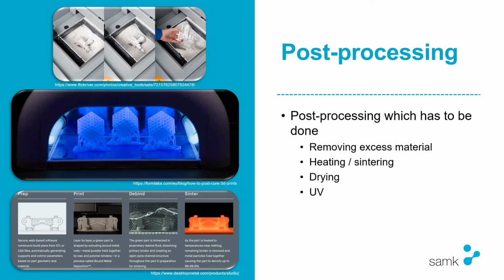And in the last image, there's an image sequence about printing with a Desktop Metal 3D printer, which creates metal parts with extrusion technology. There's the print, then the debinding post-process, and then the sintering process after that. So there are a few technologies that require these post-processing steps before the print is finished.